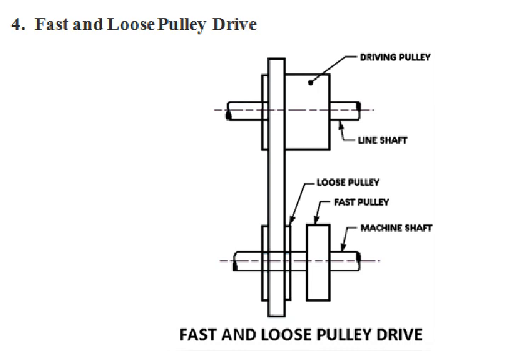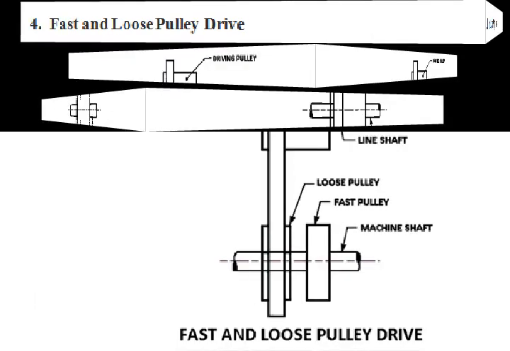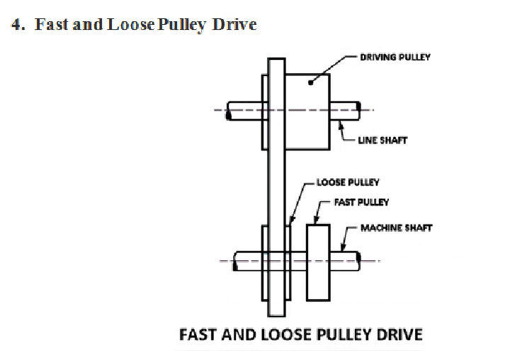As and when we need a variation in the speed, then we are supposed to go with this kind of application. In this type of belt drive, a pulley which is keyed to the machine shaft is called a fast pulley and runs at the same speed as that of the machine shaft. A loose pulley runs freely over the machine shaft and is incapable of transmitting any power.